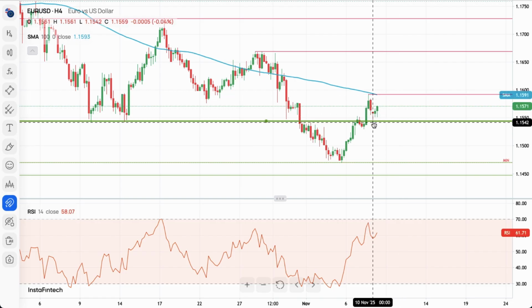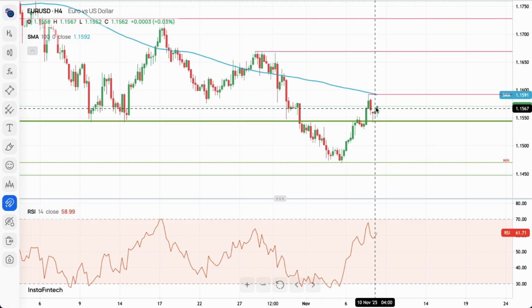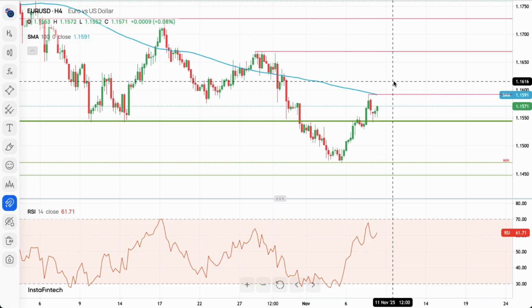Then we got the test of the breakout, and the level of 1.1542 has been tested, and the price bounced from this level. So the movement to the upside continues.